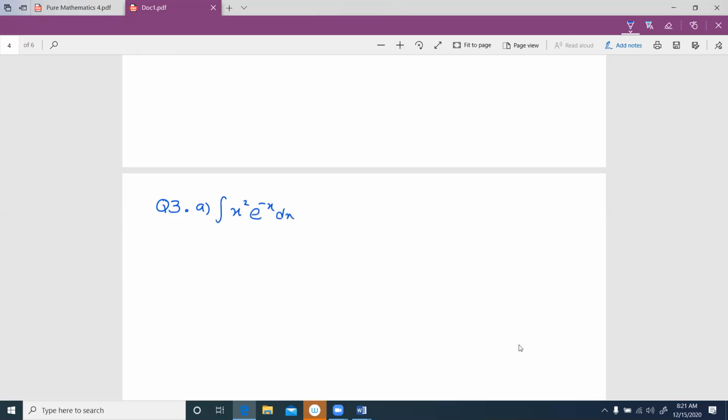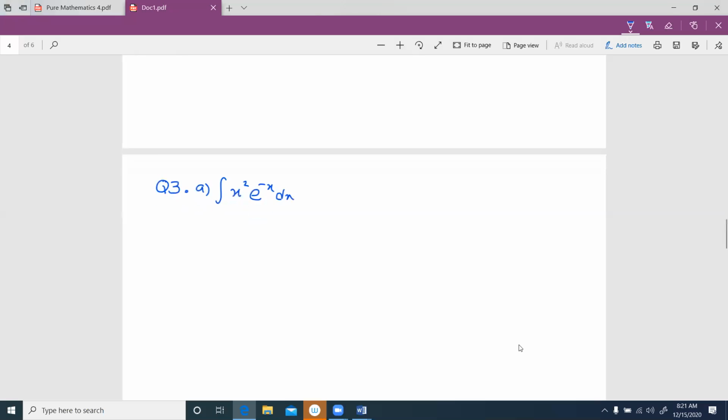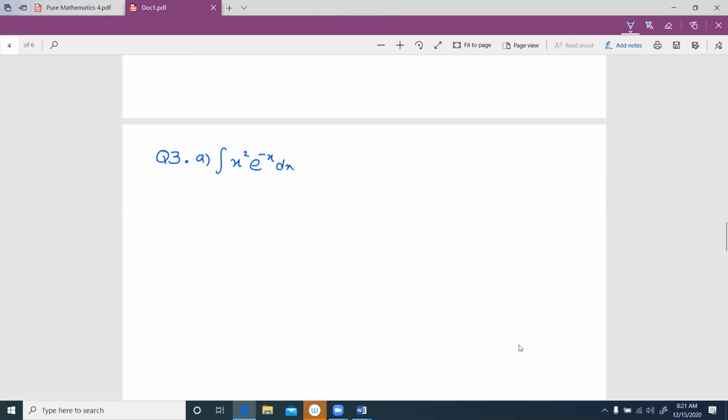Initially we will consider this is the integration by parts for this question. Let's work out down here. Initially I'll consider u as x squared. Therefore, du by dx is equals to 2x. Then we can work out dv by dx is equals to e to the power minus x. Therefore, v is the integration, minus e to the power minus x.